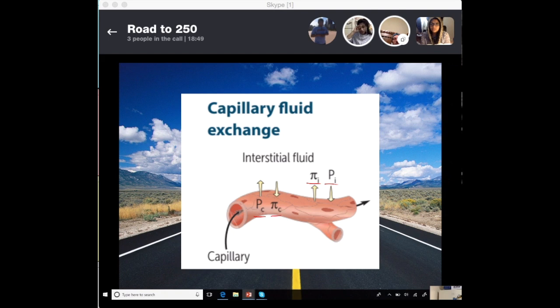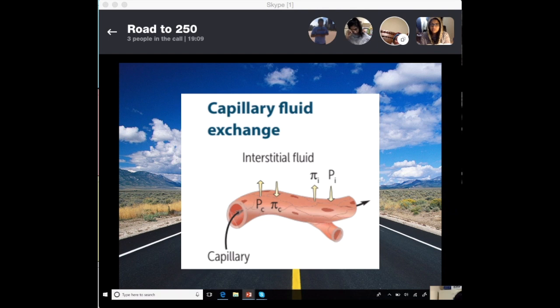WBCs, cytokines, whatever. They flow in and out through these capillaries, and the pressure along these vessels is going to determine whether the fluid comes inside the capillary space or goes out into the interstitial space.